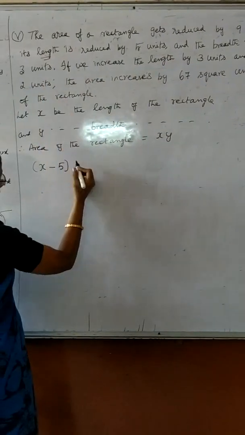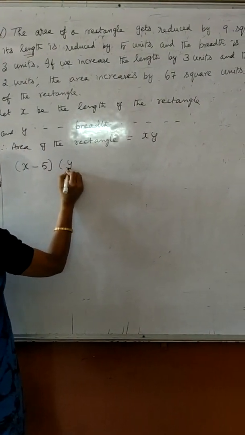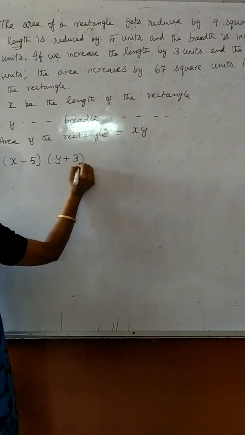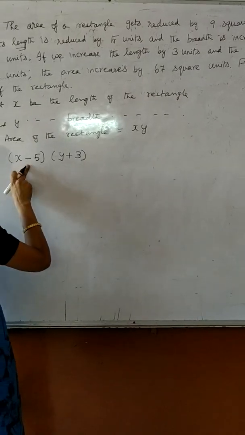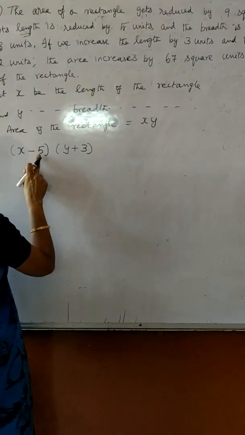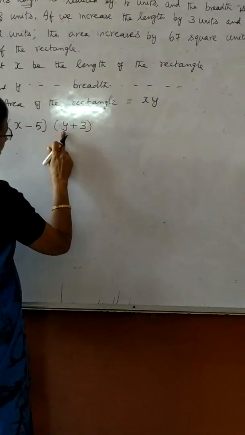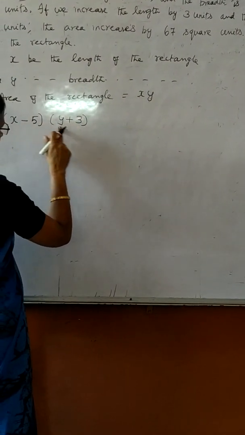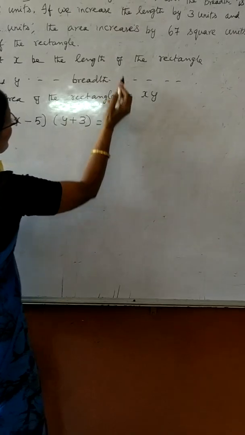By 3. The breadth is y, increased by how many units? 3 units. When changes are done in the length and the breadth, length is decreased by 5 units and the breadth is increased by 3 units. When these changes are done, the area is what?